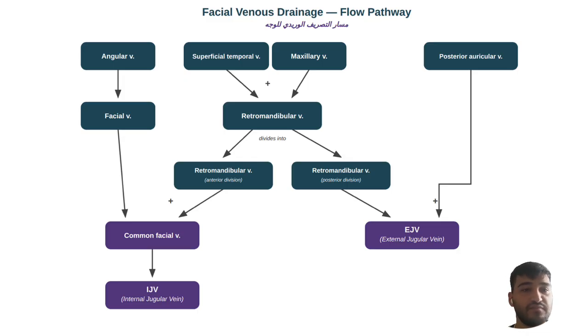Then this is a much better one. So we have the angular, which goes around here, and then as it goes down to facial, it goes into common facial joining with the retromandibular for the anterior division, and then drains into the IJV. And then we also have stuff draining into the EJV. So we start with the superficial temporal and maxillary. They also become retromandibular, and with their posterior division, they go into the back with the posterior auricular, into the EJV.